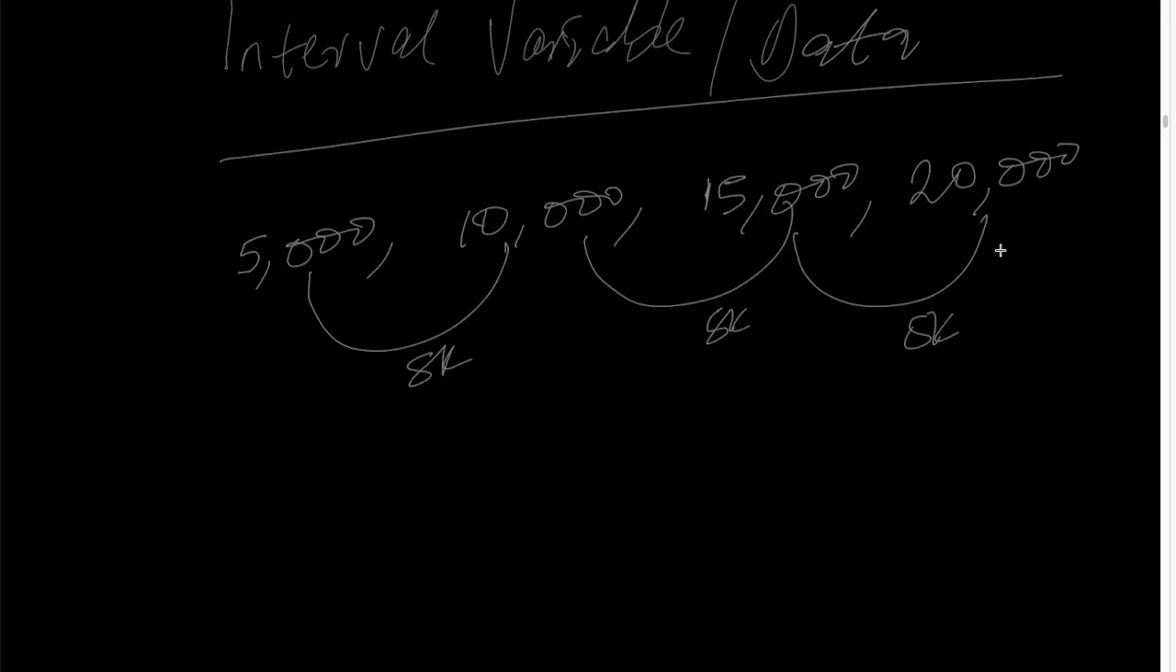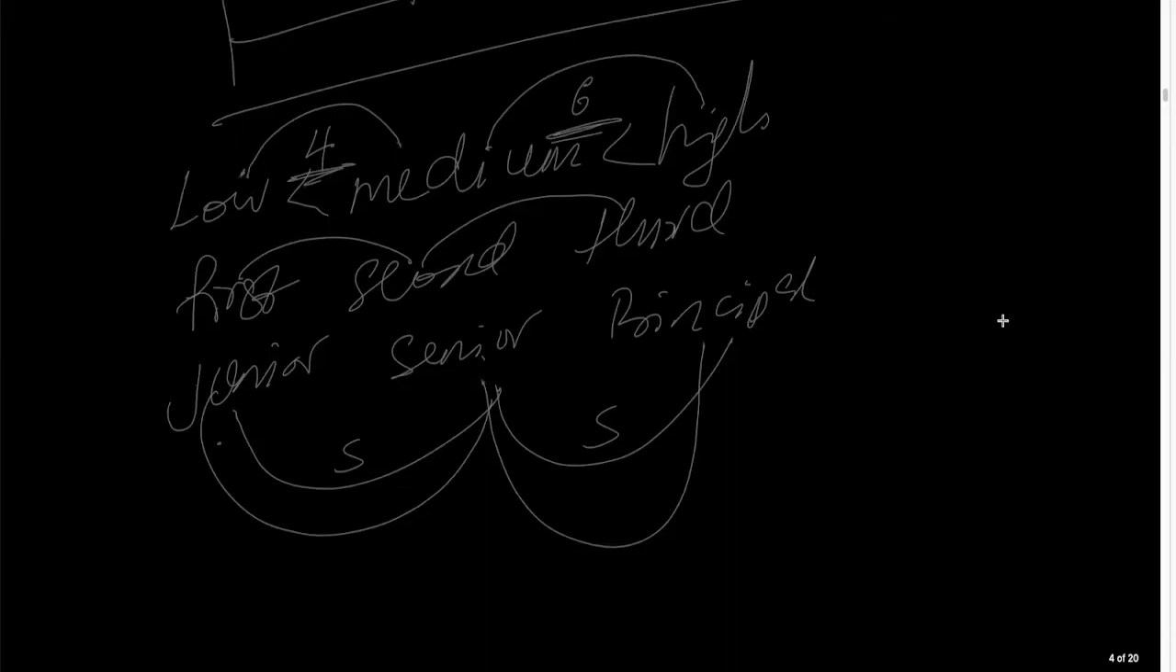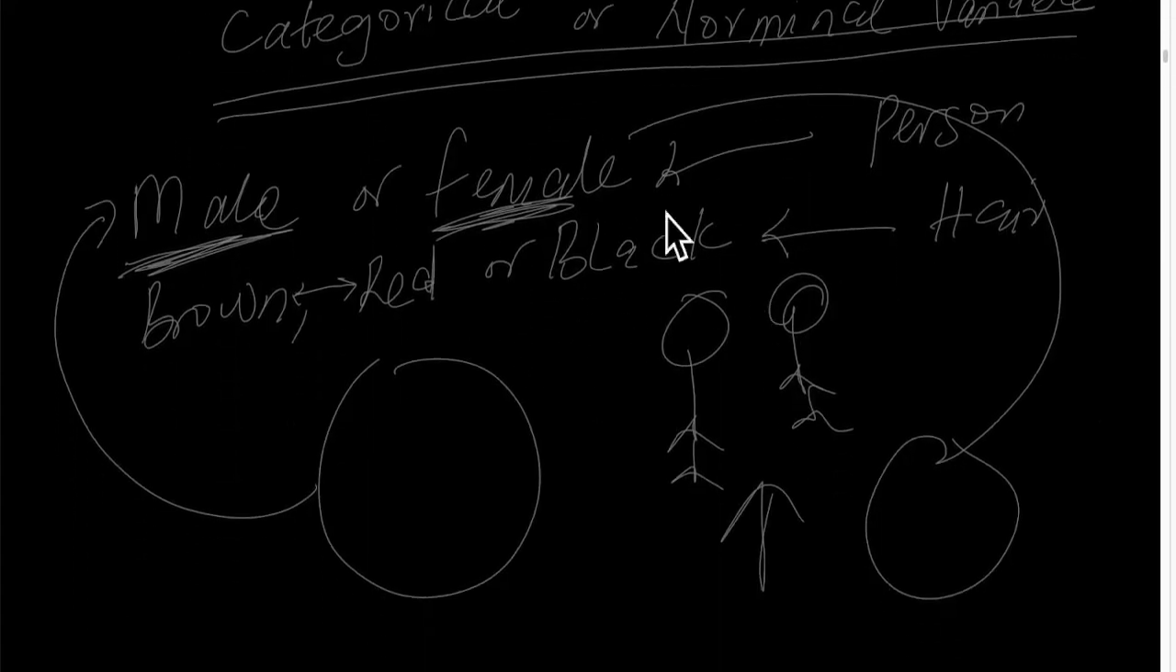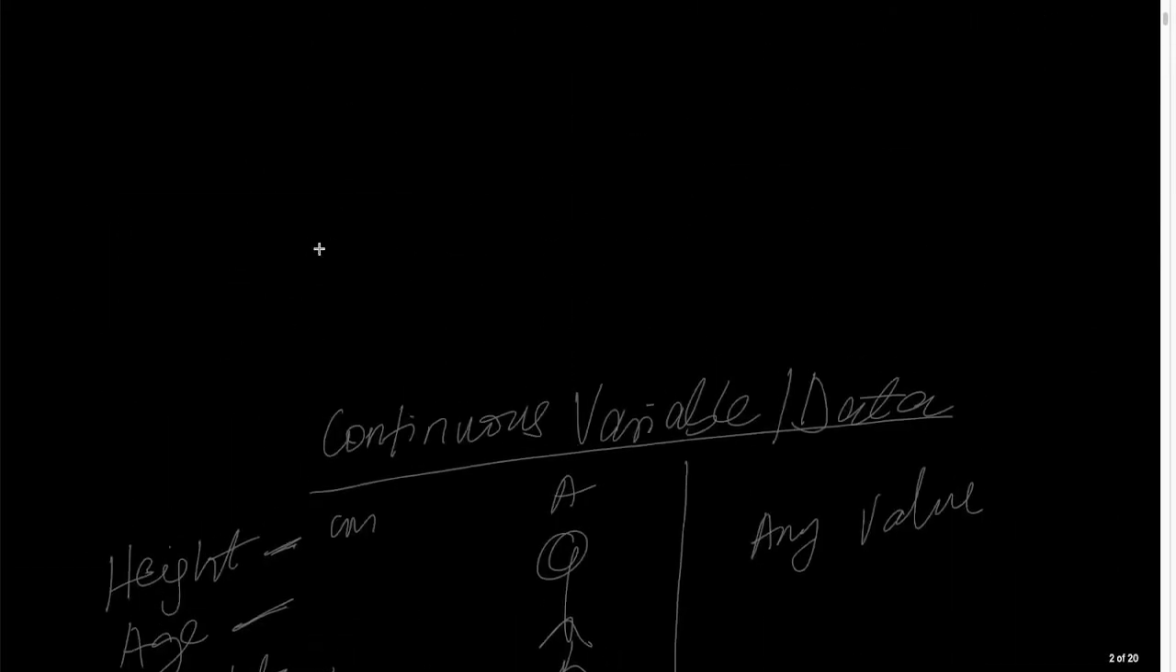But when we are looking at ordinal, you can order them, but you cannot tell us a clear demarcation between the two. When we are looking at categorical, there is no way you can even put an order. Say 1 is greater than 1. We just know that this is a male, this is a female. This is brown, this is red.